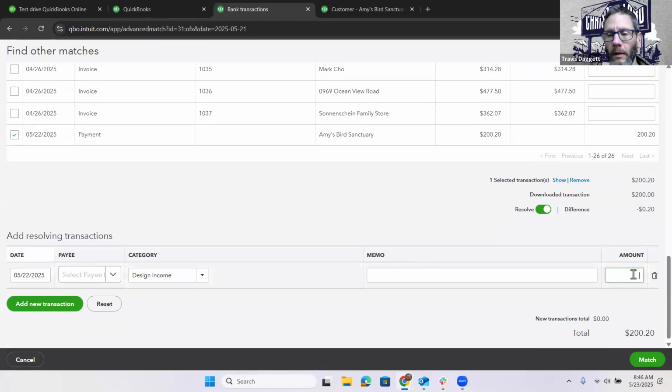And put it to the same account as the invoice. It's going to need to be negative 20 cents. Now we have a difference of 0 matches. So we can match that.